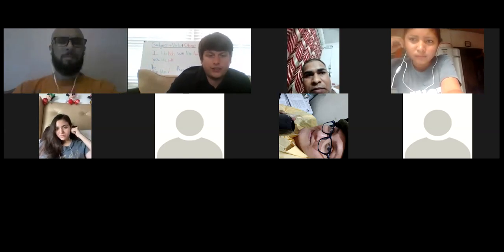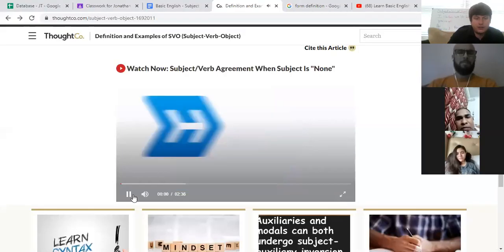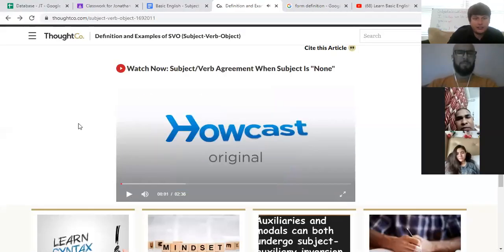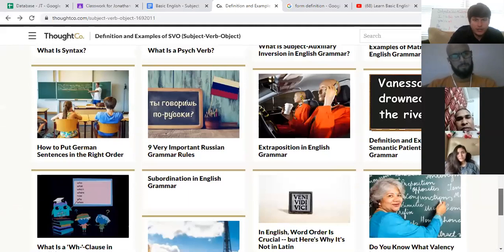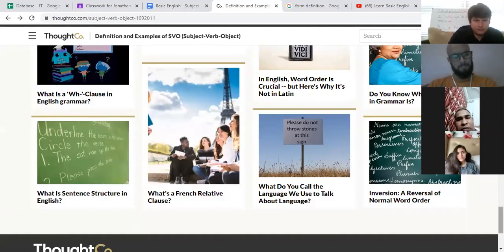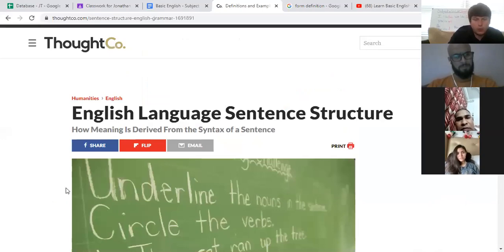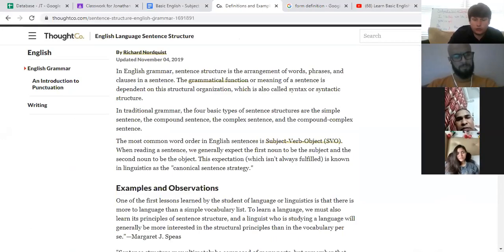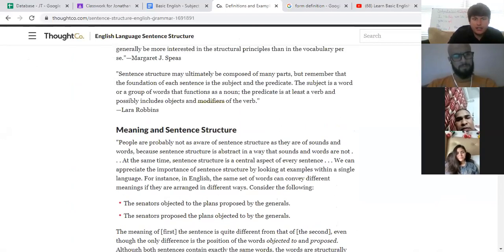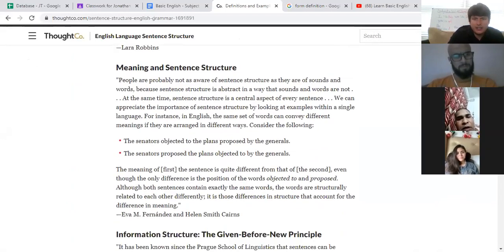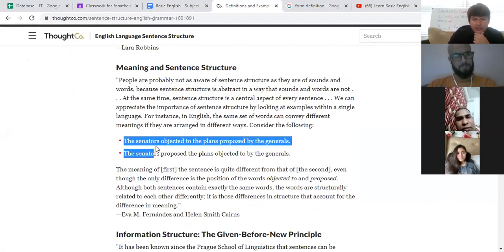And just one last thing I'm going to show you today. Last thing I'd like to show you today before we end our class is just one more thing to help you understand why form and why structure is so important. So let's look at these two sentences.